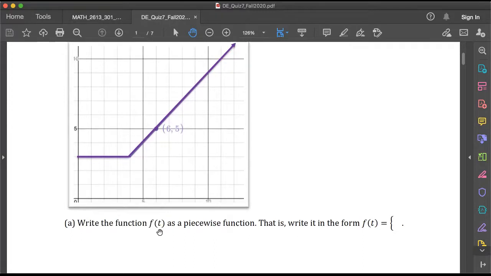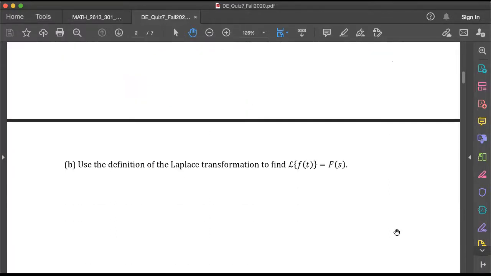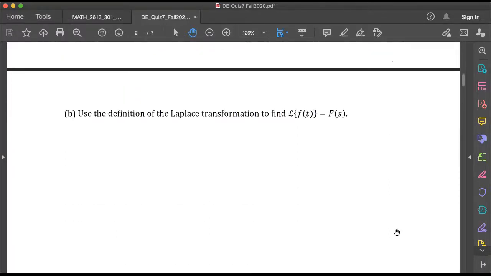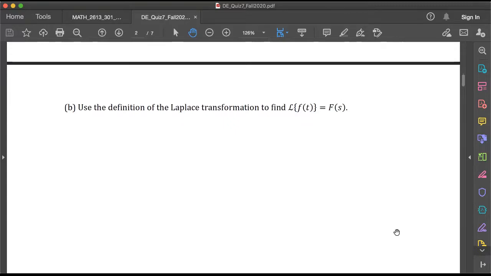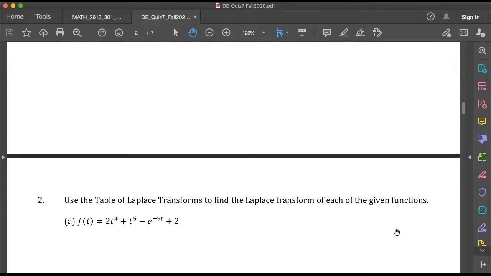So we've got this piecewise continuous function here, and we're asked to write f of t as a piecewise function. In other words, we're asked to write it in this form. Then after we do that, we're asked to use the definition of the Laplace transformation to compute the Laplace transform of our piecewise function f of t. And that's the first problem.